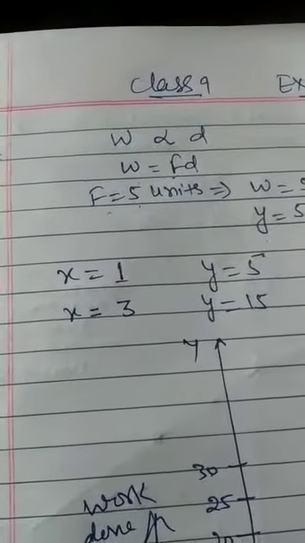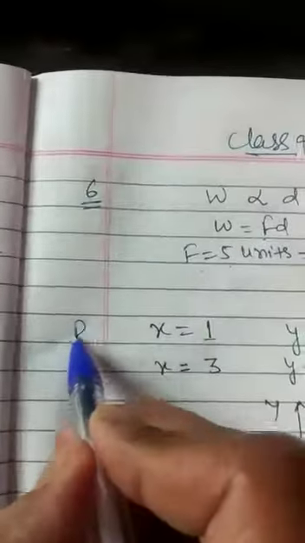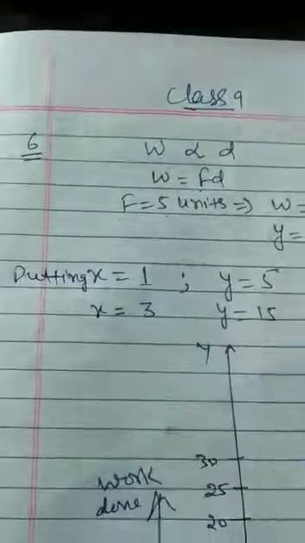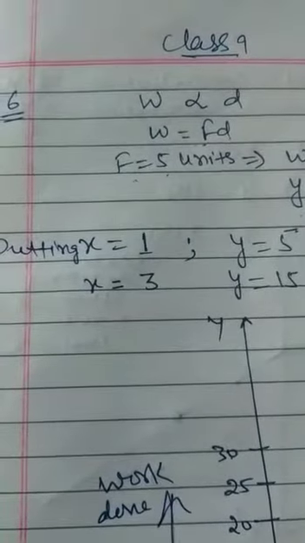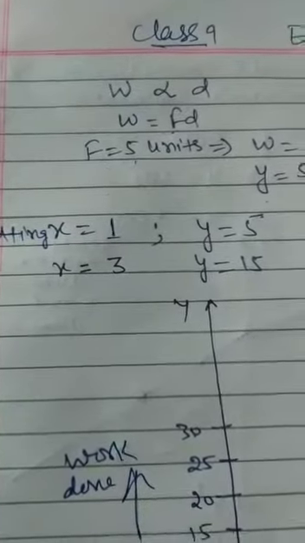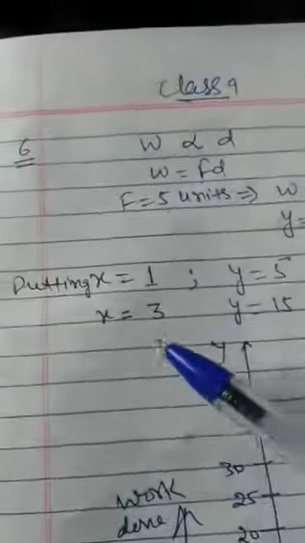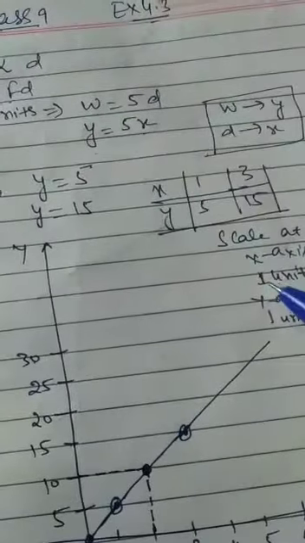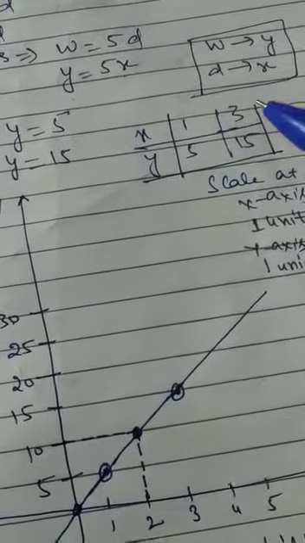So I'm putting X is equal to 1. For one variable, you put a desired value, and the other variable you get by calculation. X is equal to 1, so Y will be 5 into 1, that is 5. X is equal to 3, then Y will be 15. So we'll make a box like this: X 1, then Y 5. If X is 3, Y is 15. For this we'll make the graph.